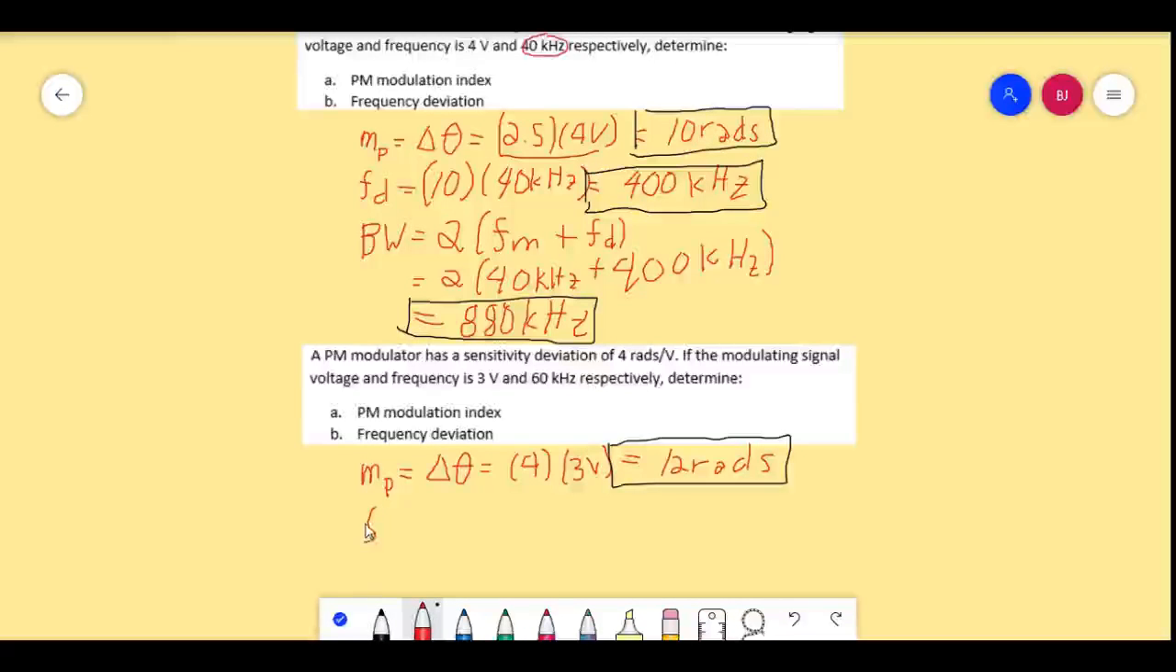Afterwards, we will be able to get the frequency deviation, which is the 12 radians that we got a while ago, multiplied by the signal frequency, which is 60 kilohertz. So 60 kilohertz multiplied by 12. That would be 720 kilohertz.